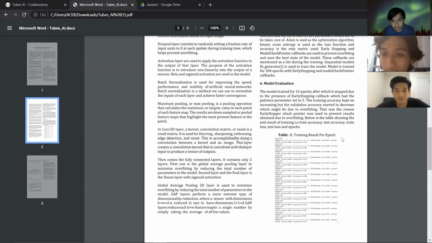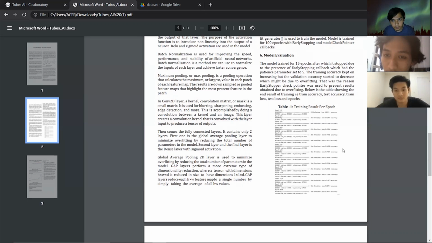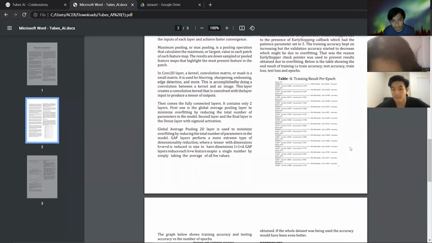Below is the table showing the end result of the training accuracy and train loss, test loss, and epoch. Okay. As you can see, we have 70% of accuracy right there.